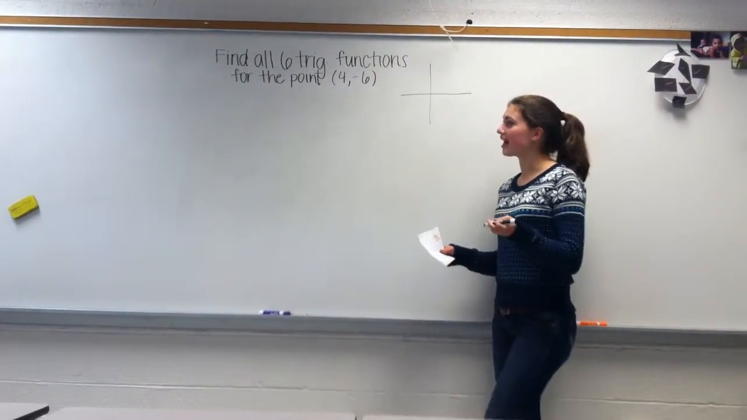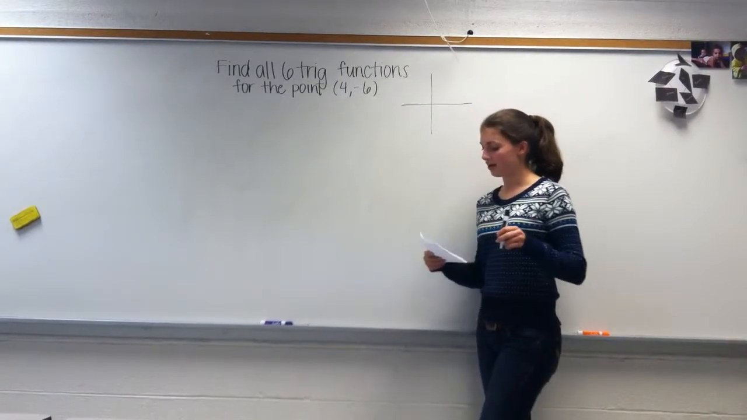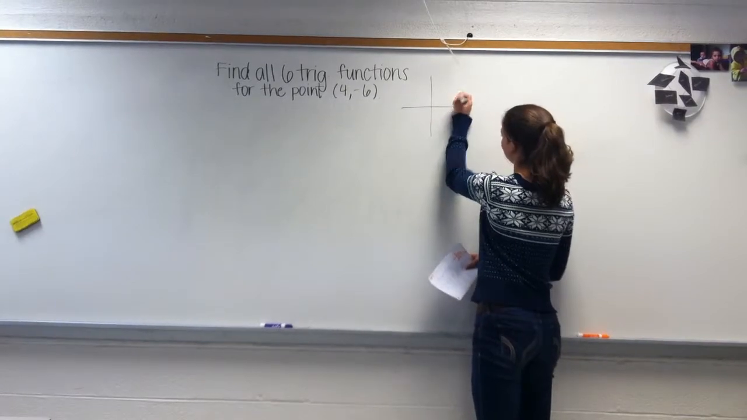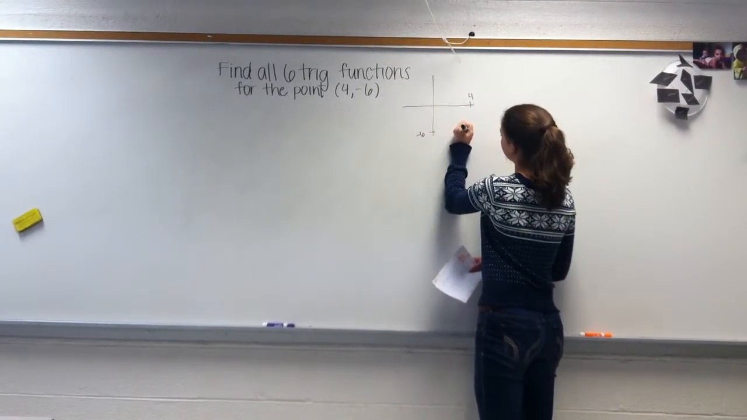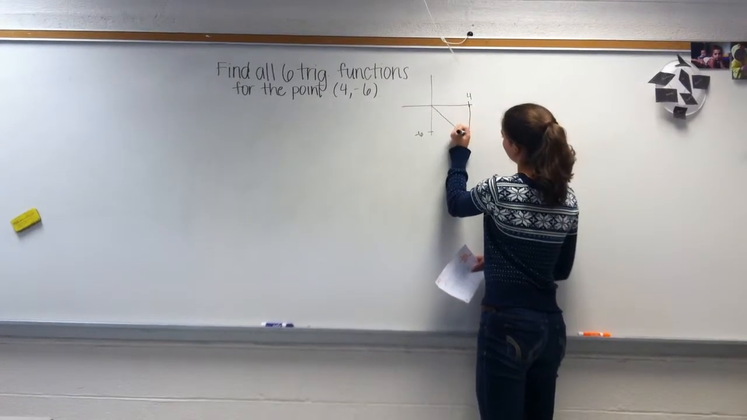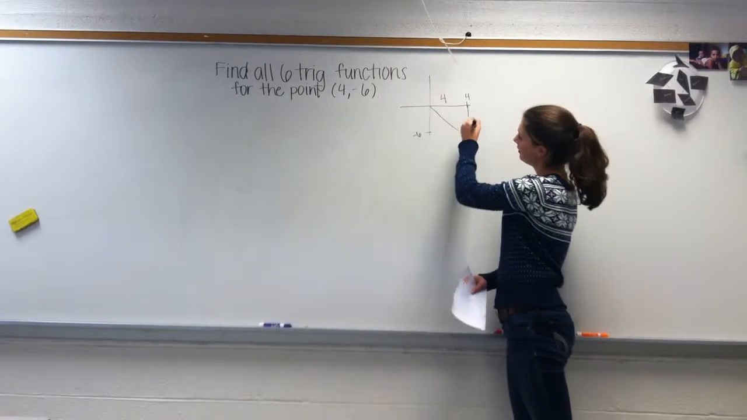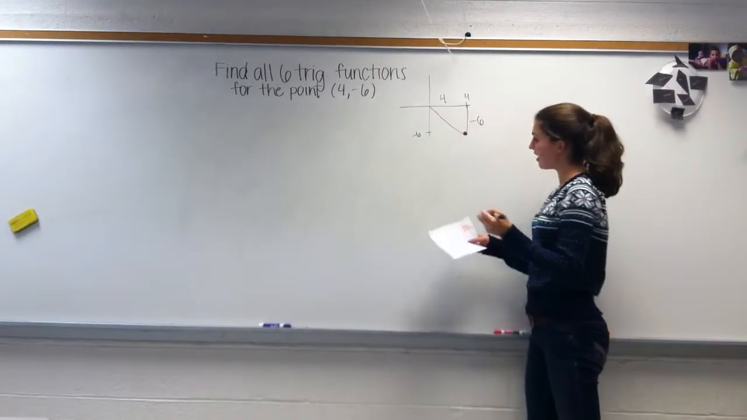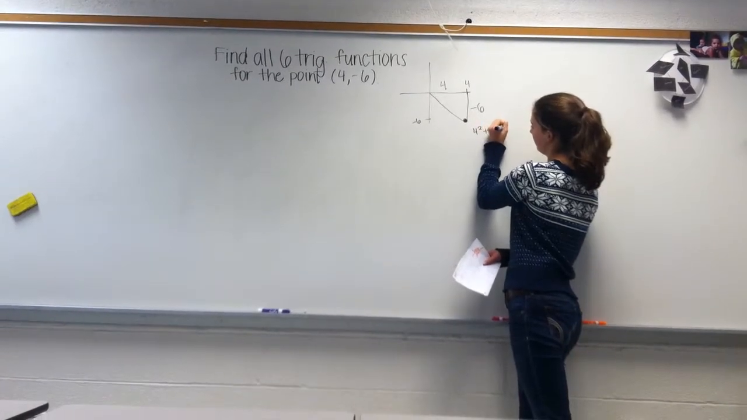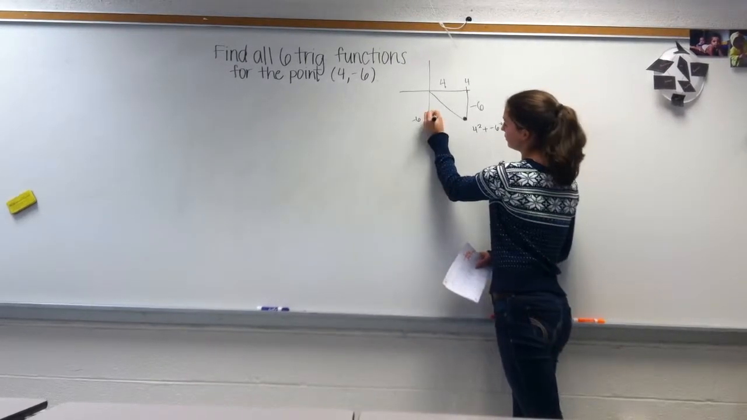Alright, so our problem is asking us to find all 6 trig functions for the point (4, -6). First, you have to find your point (4, -6), which would be about here. You would finish your triangle. So this side length is going to equal 4. This one will equal -6. And then you can do the Pythagorean theorem to get your hypotenuse, which is going to equal 2 square roots of 13.